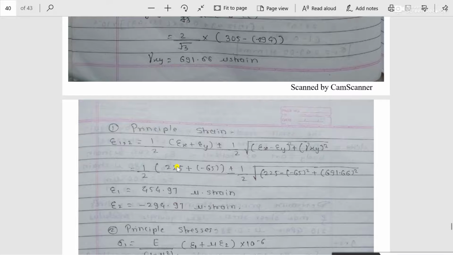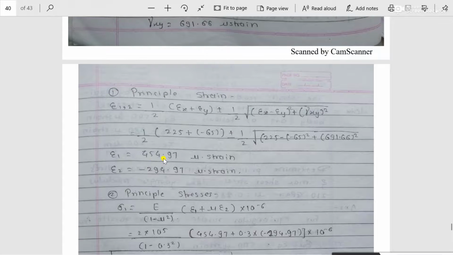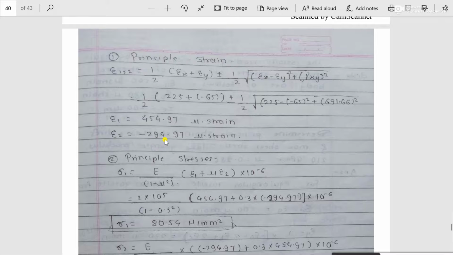particular equation. That is epsilon x we have kept, epsilon y we have kept. Similarly here also we have put the values of epsilon x, epsilon y, gamma xy, and by making the addition first I have calculated epsilon 1, and it is 454.97 microstrain, and by taking the subtraction I have calculated epsilon 2, which is equal to minus 294.97 microstrain. So these are the magnitudes of the principal strains.